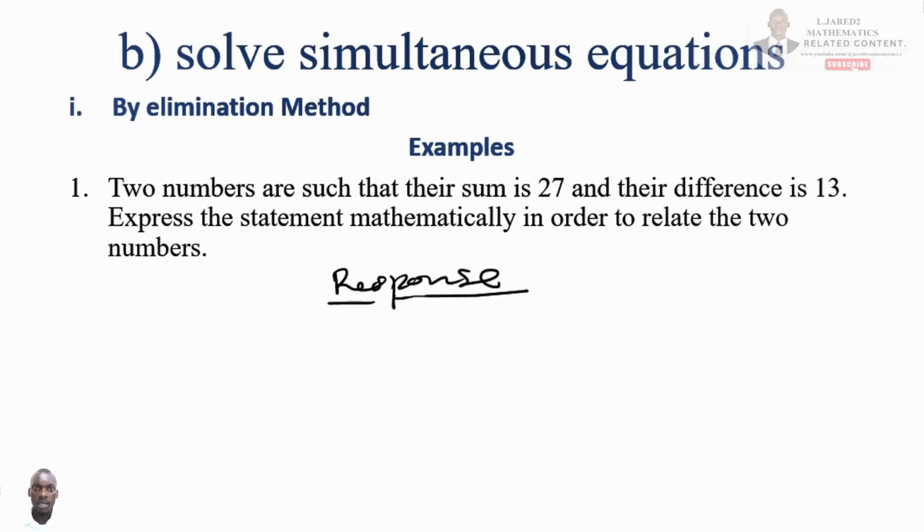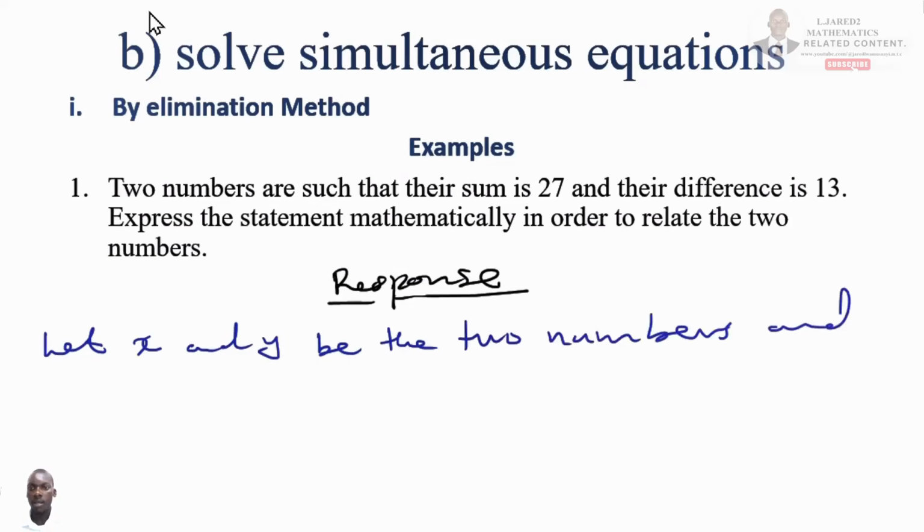Response. Remember the earlier video, we said that you begin by letting. So we can let, say, x and y be the two numbers, and maybe x is greater than y. Then the next step, we analyze the statements. The first statement reads that two numbers are such that their sum is 27. So in case we sum these two numbers, we must be getting 27. This is our first equation.